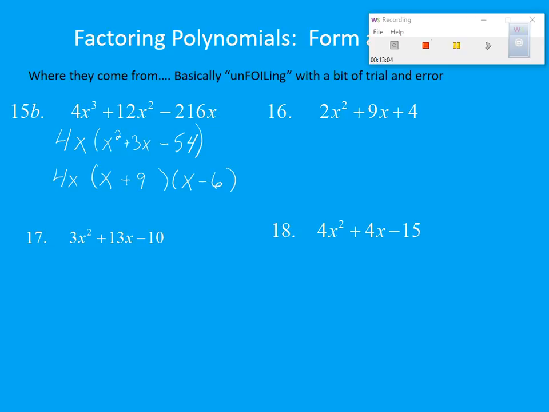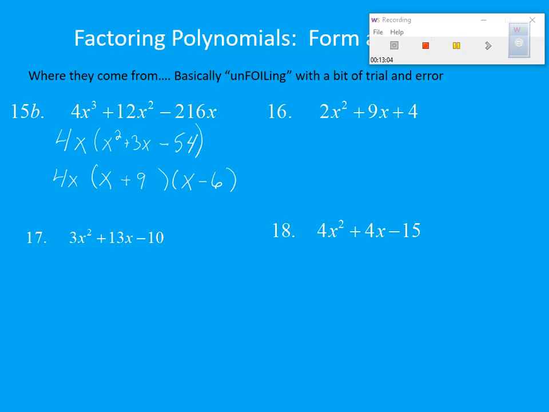Now, I've been flying through this video. I will slow down on number 16. In your Algebra 1 days and your Geometry days and your Algebra 2 days, you factored these by frowny face factoring. It's kind of a longer process. I'm going to show you a shortcut to that. So follow along on this shortcut.